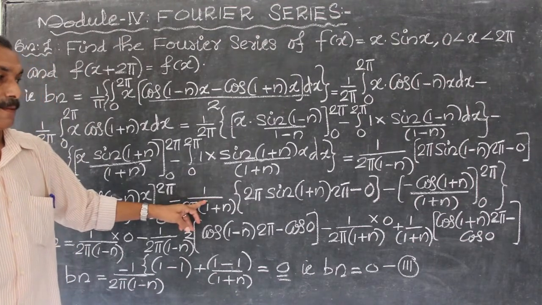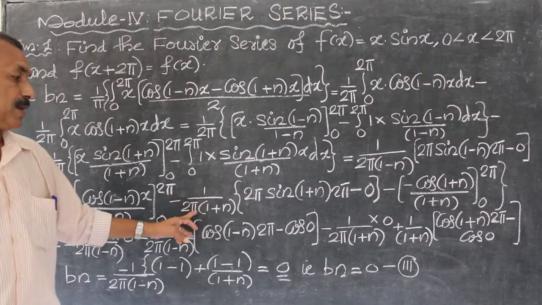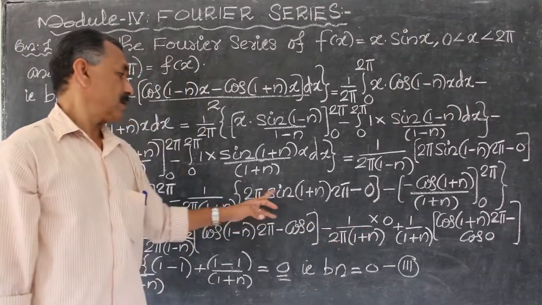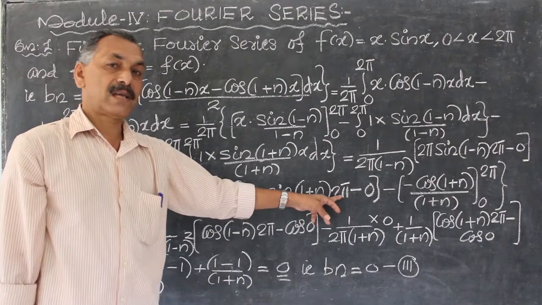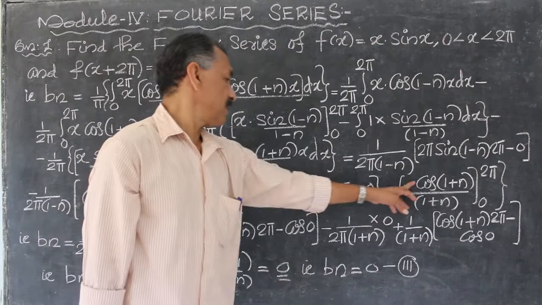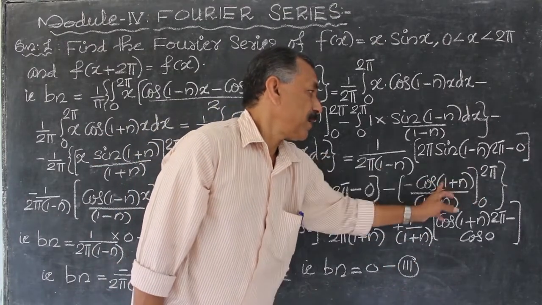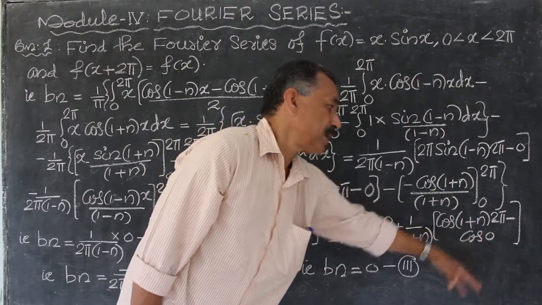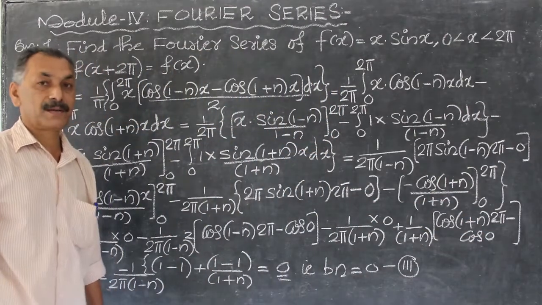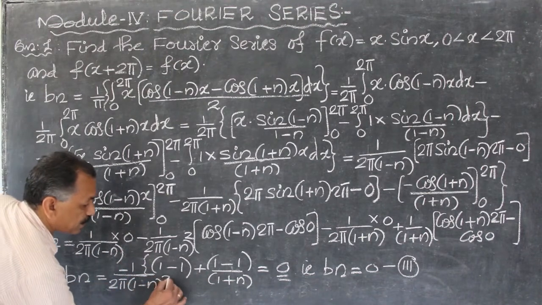Minus, the term minus 1 divided by 2 pi into (1 plus n), sin(1 plus n) into 2 pi, sin 2 pi is 0, minus 0. This is minus of minus and plus 1 divided by (1 plus n). But upper limit apply cos(1 plus n) into 2 pi minus cos. Second. That is equal to Bn is equal to minus 1 divided by (1 plus n) times 0, minus 1 divided by 2 pi into (1 minus n) square.